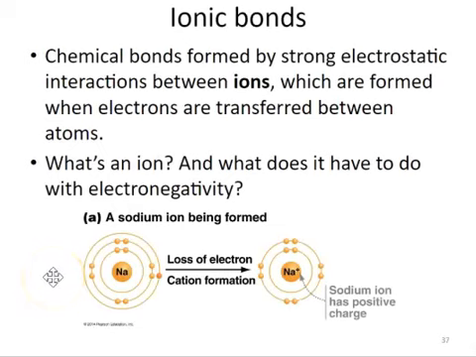Ionic bonds are chemical bonds formed by strong electrostatic interactions between ions, which are formed when electrons are transferred between atoms. So first of all, what's an ion, and what does it have to do with electronegativity? I defined electronegativity in another video. It's the tendency of an atom to gain or lose an electron. Different atoms have different electronegativities.